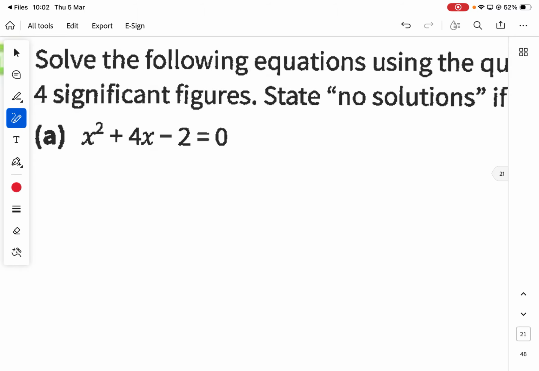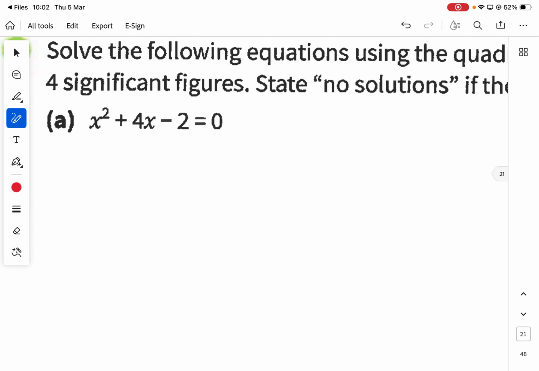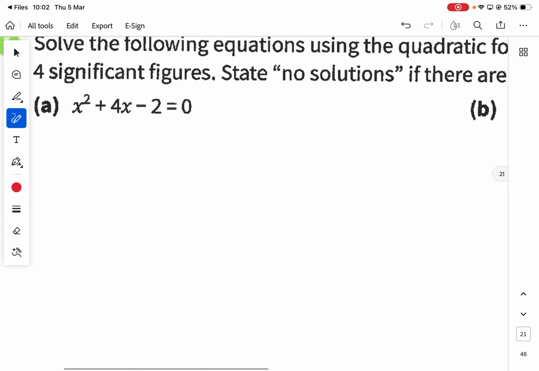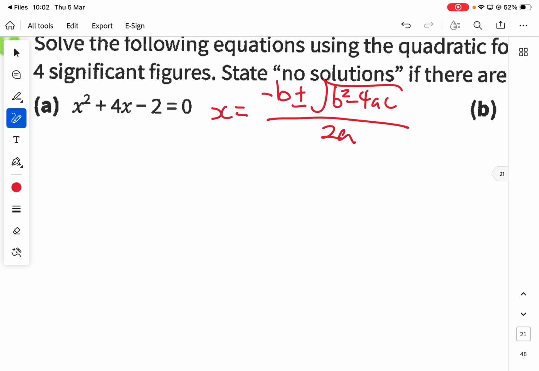How we apply this is, they ask us to use the quadratic formula. So what is the quadratic formula? The quadratic formula is the formula from completing the square that I wrote just now. I will write it down again. X, the solution, will always be equal to negative b plus minus the square root of b squared minus 4ac, over 2a.